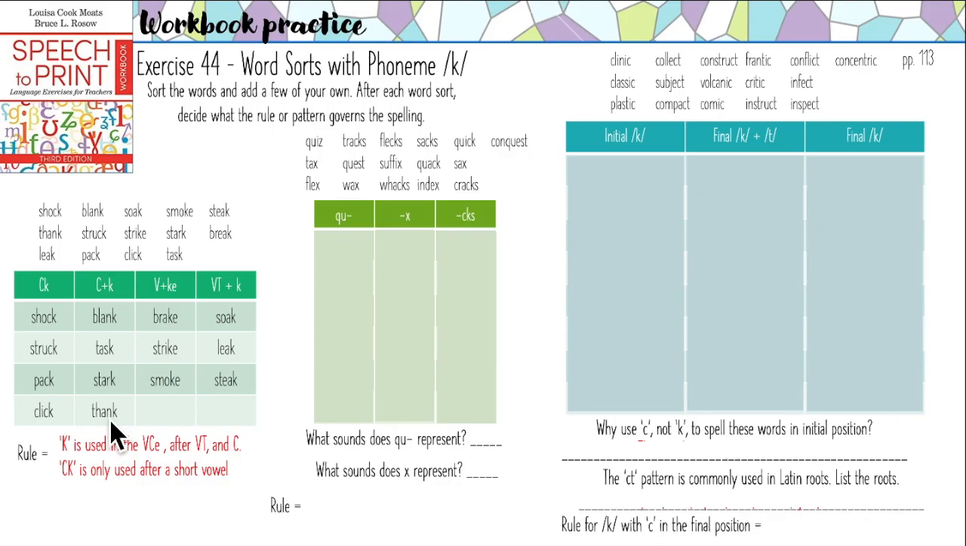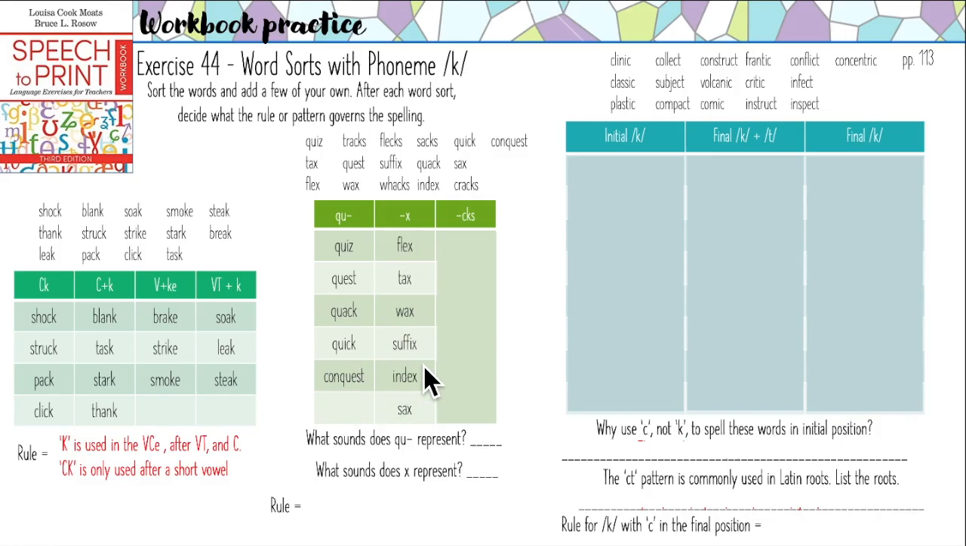Okay, let's take a look at our QU, our X, and our CKS. Now, some of you might be like, oh, this is where it gets tricky, because QU is a Q representation. X is an X, which has a K in it too. But how's that different from a CKS? Let's take a look and see if we can figure out why. So let's take our QU first. We have quiz, quest, quack, quick, conquest. What sound then does the QU represent? That K, W.